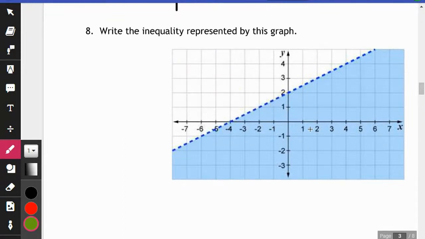Write the inequality that represents this graph. Okay, so we have to look at this. We have to think, what would this line be? Well, what is its slope? It goes over 1 and up 2. No, over 2 and up 1. That's a slope of 1/2. We know the y-intercept is at 2.